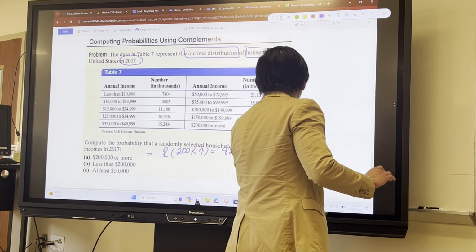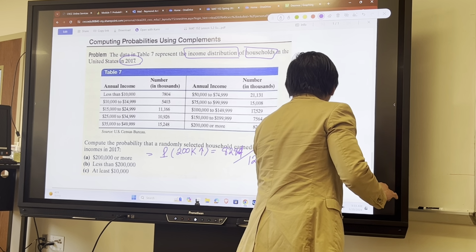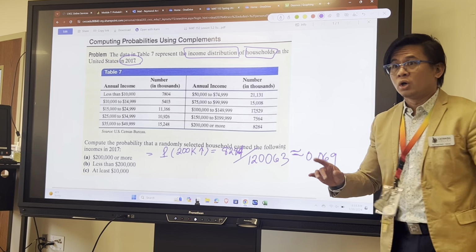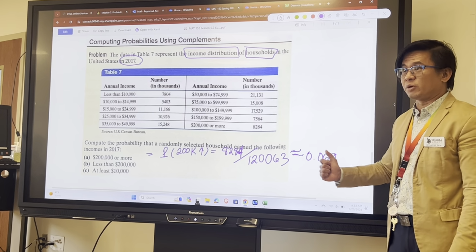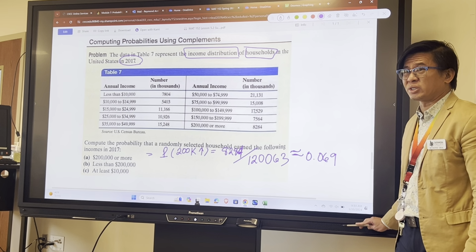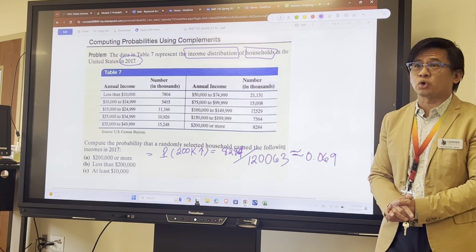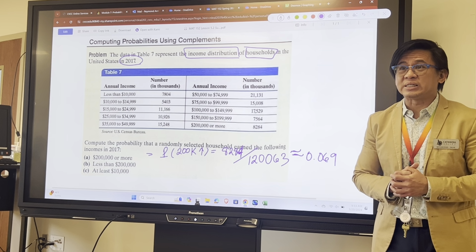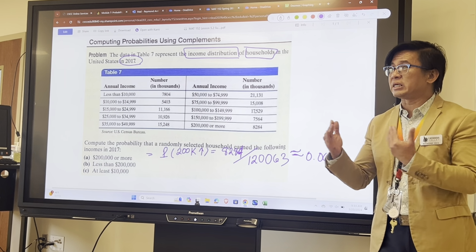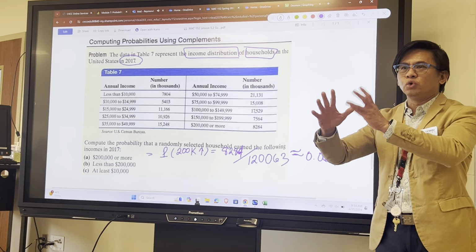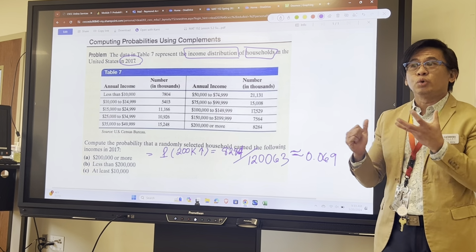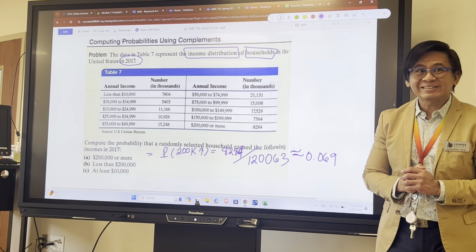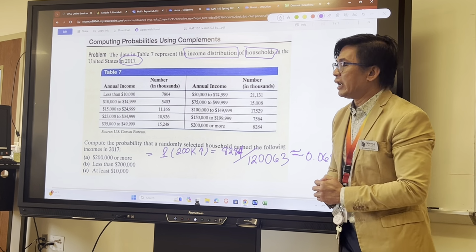Approximately 0.069. Or you can say what? 7%. Okay, if you multiply it by 100%, that's 7%. As you may notice in statistics, that's also called our relative frequency anyway. If you do the StatCrunch relative frequency distribution for this data, you would get the same result. Okay. Next one, letter B.